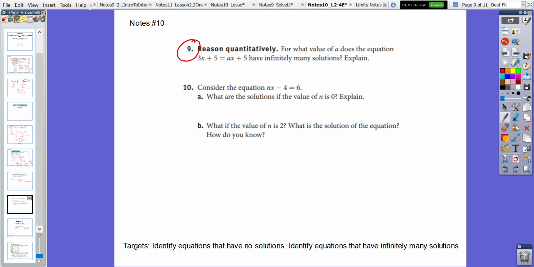And then number 9: for what value of a does the equation 3x plus 5 equals ax plus 5 have infinitely many solutions? Explain your answer. Well, I'm trying to replace a with a number. And if I want infinitely many solutions, just like we saw in the previous problems, I want both sides to be exactly the same. So that means I would want to replace a with 3, which means the equation will look like 3x plus 5 equals 3x plus 5. And that's basically it.